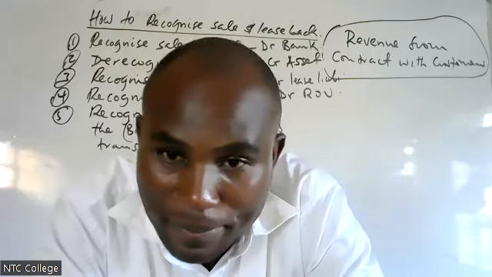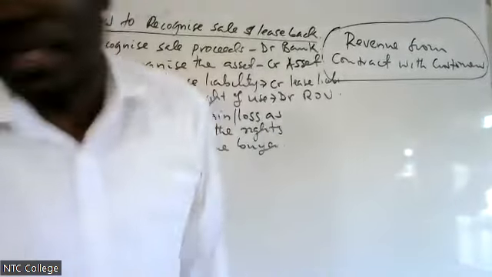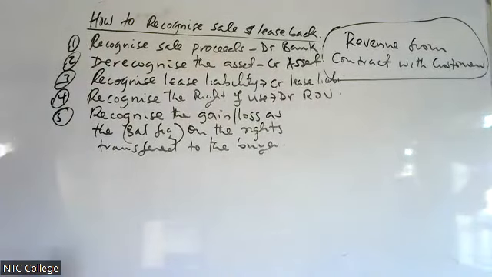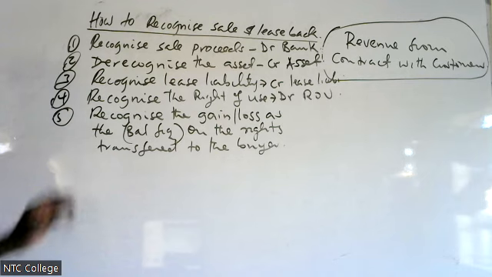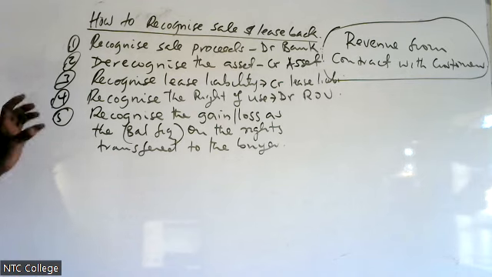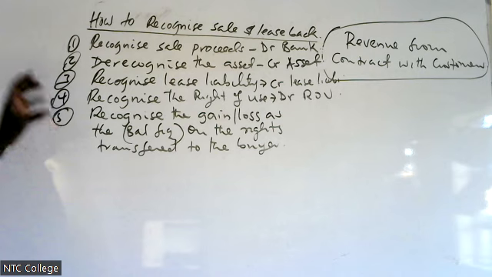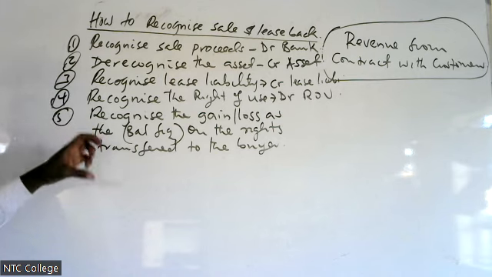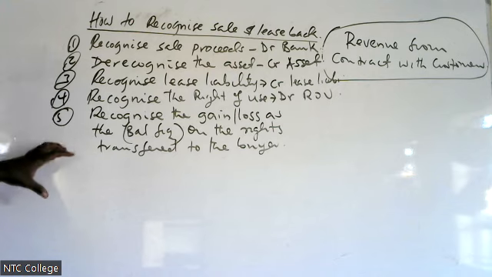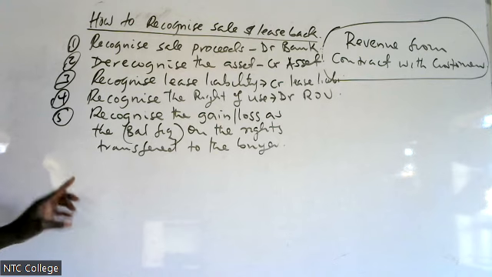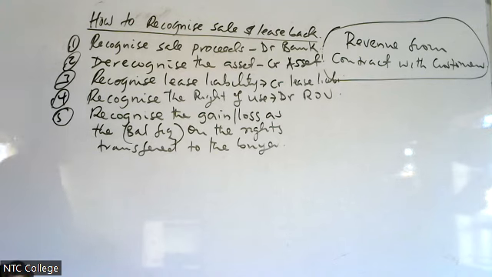Proceed now. Thank you very much, Ruth. Now, we were saying how to recognize sale and leaseback. First, you recognize the sale proceeds. The money you have received, you debit your bank. Then you recognize the asset, recognize the lease liability after you have leased the same asset, recognize the right of use, then recognize the gain or loss as the balancing figure on the rights transferred to the buyer.